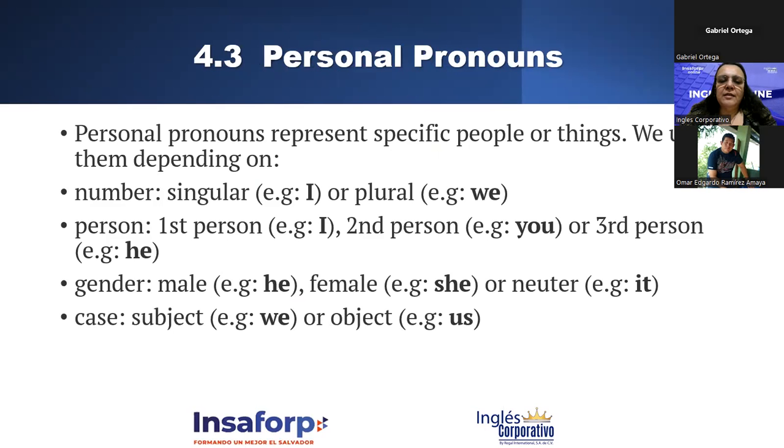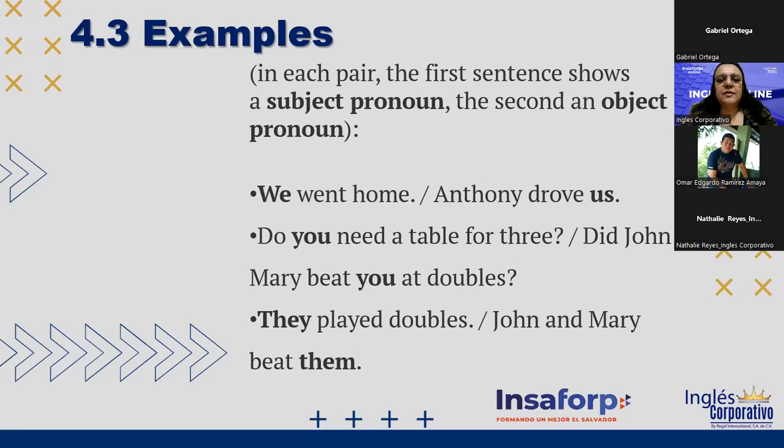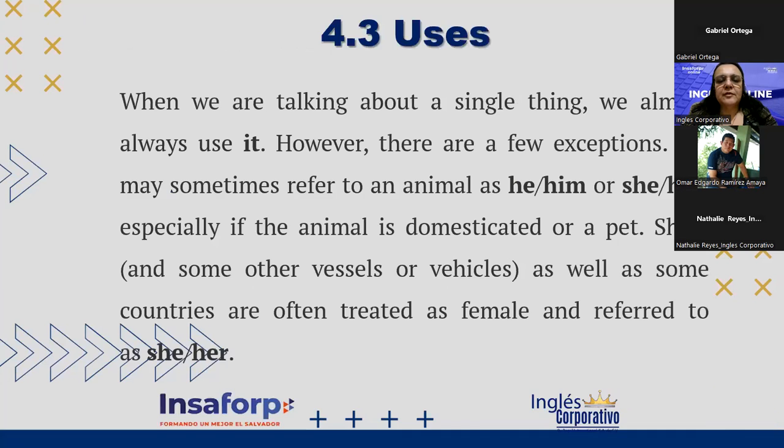And here are some examples with the classification. In number, it could be singular and plural. Person: first, second, and third person. Gender: male, female, or neuter. And case: subject or object. And here we have some examples. And here it says when we have the uses.